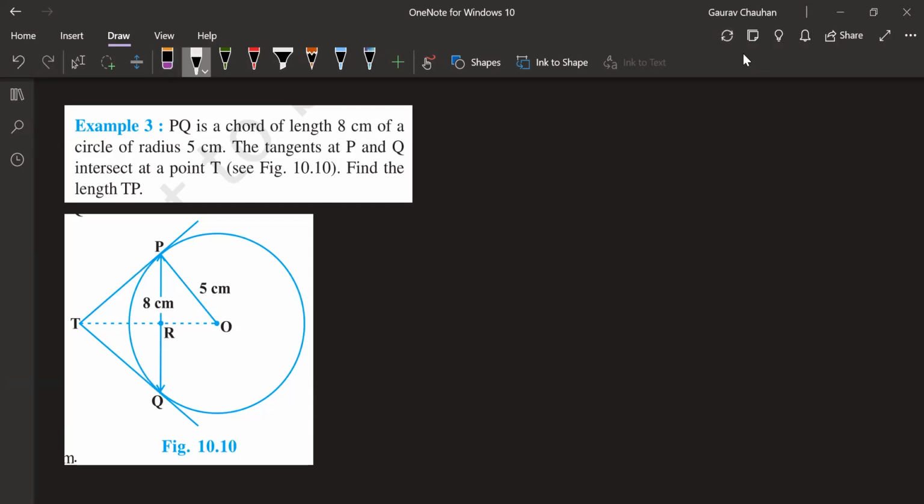Now let's read this question once. PQ is a chord of length 8 centimeter in a circle of radius 5 centimeter. The tangents at P and Q intersect at point T. Find the length TP. Basically, find the length of the tangent.